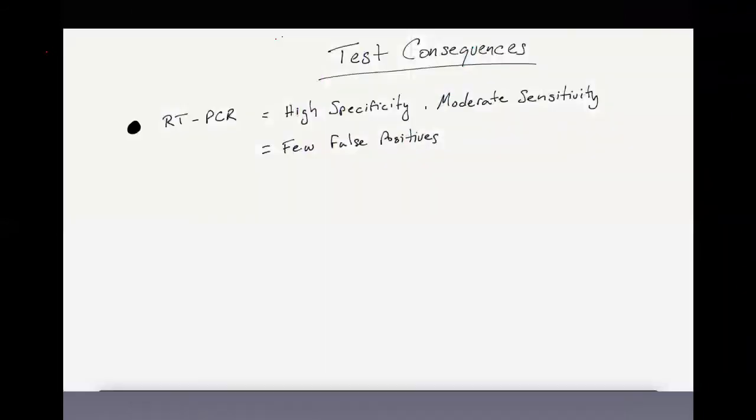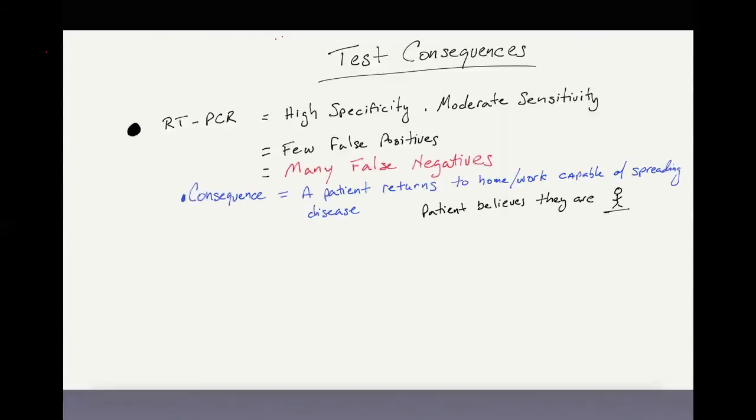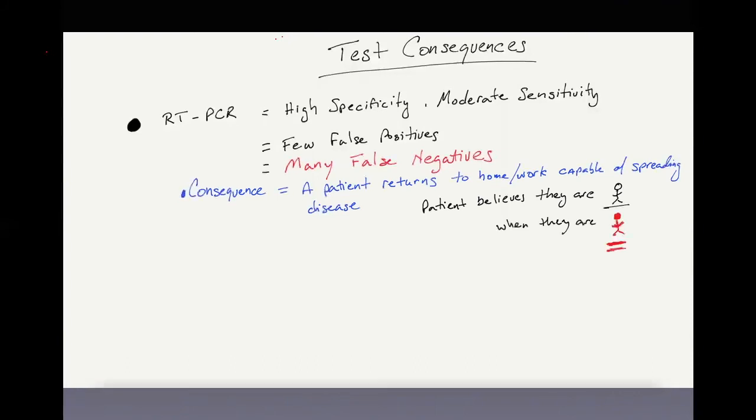All right. So what are the consequences? In using a PCR test that has a high specificity and moderate sensitivity, there are a few false positives. All right, so that's what we've seen with the initial PCR tests, is that they're highly specific, and so there are few false positives that are seen, but there are many false negatives that occur. And the consequence of that is that a patient returns home or to work capable of spreading the disease because they believe they're susceptible when in fact they're infected. And they're infectious, to those people that they're going to come into contact with.